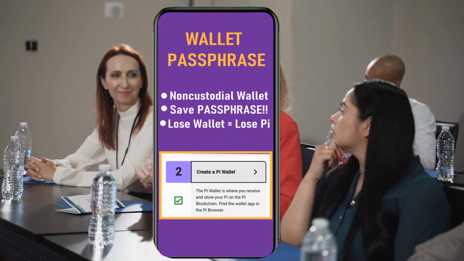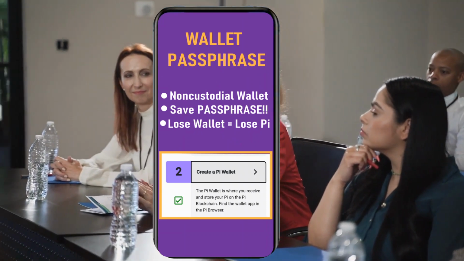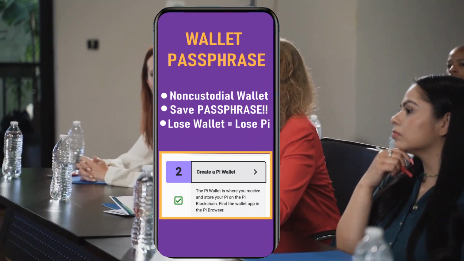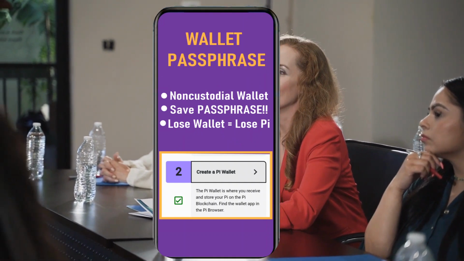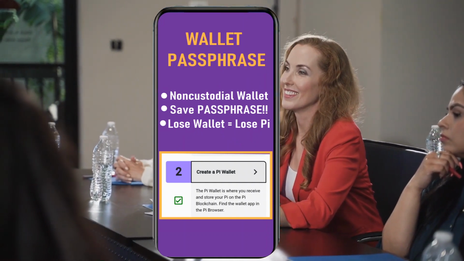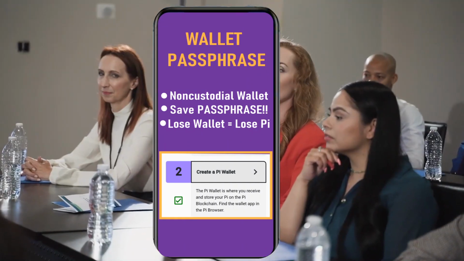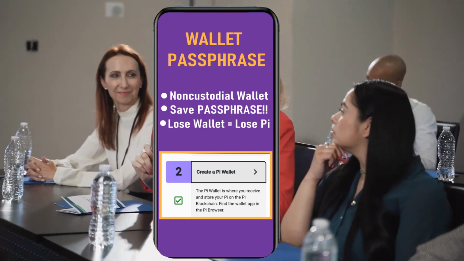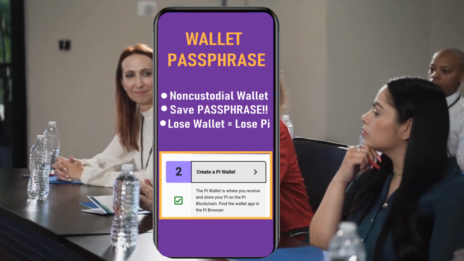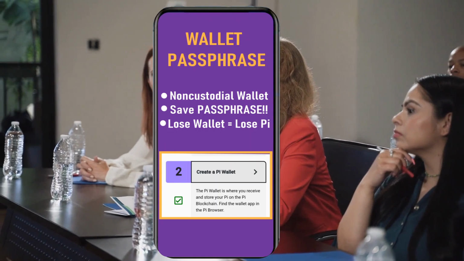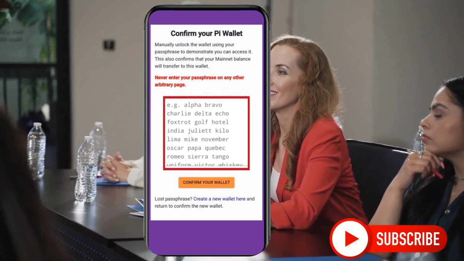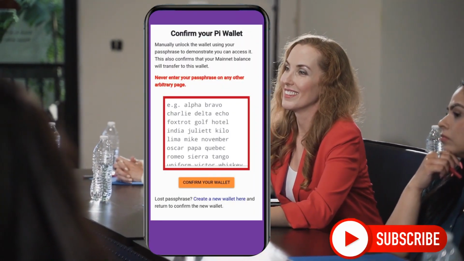Please remember to keep safe the passphrase of your Pi wallet after you have created it. The Pi network does not keep a record of your passphrase. Therefore, if you lose your passphrase and cannot have access to your wallet, it means you have lost your wallet, and that in return means you have lost the Pi in that wallet.